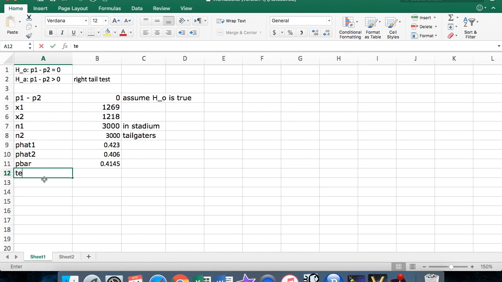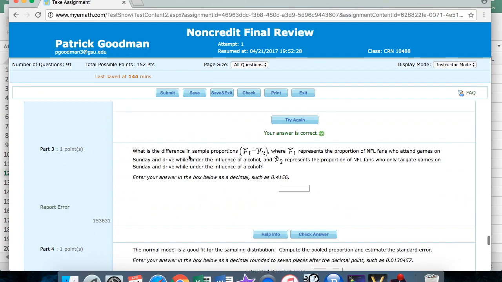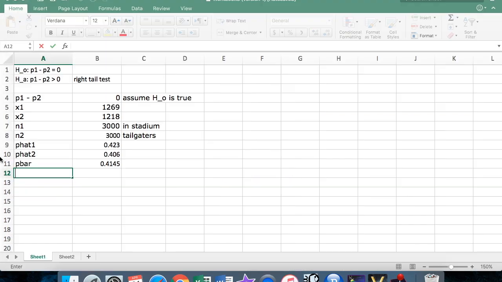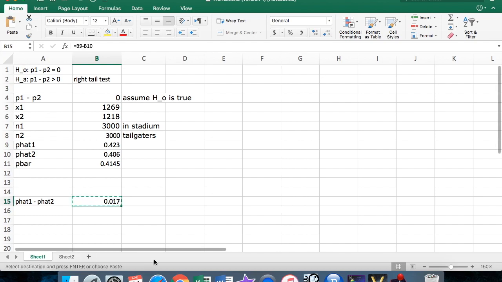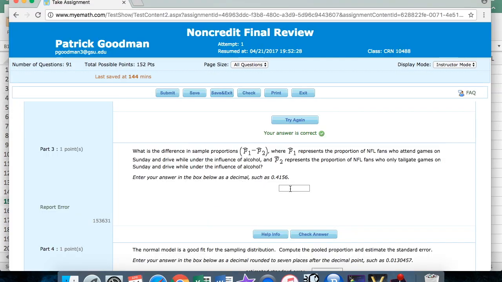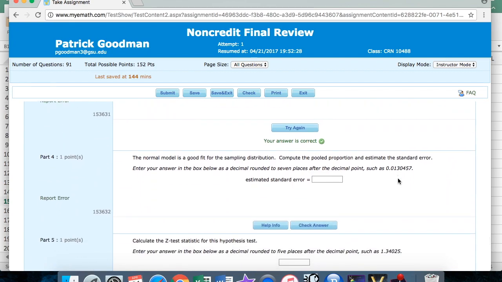So now I can find my test statistic. So I have all this. Okay, what's the difference between my p hat 1, p hat 2? So you can find this too if you want to, I guess. I'll just do it down here. P hat 1 minus p hat 2. I don't do this until the actual test statistic, but whatever. So my p hat 1 minus p hat 2 is this value. So it just says throw it in as a decimal, so don't do any rounding. Okay, and hopefully we did that right. Yep, we did.